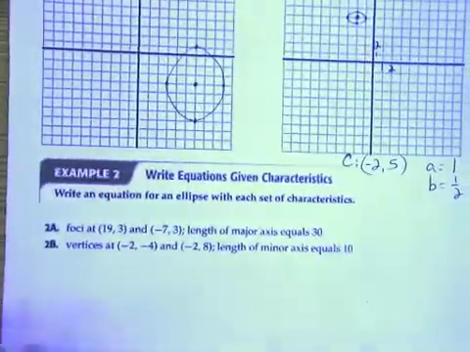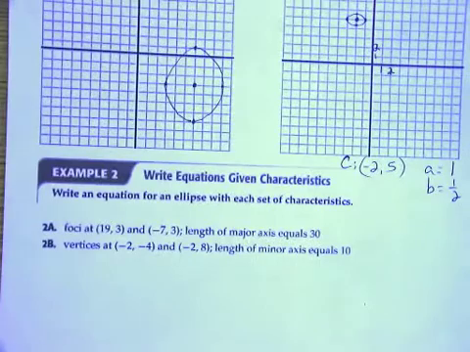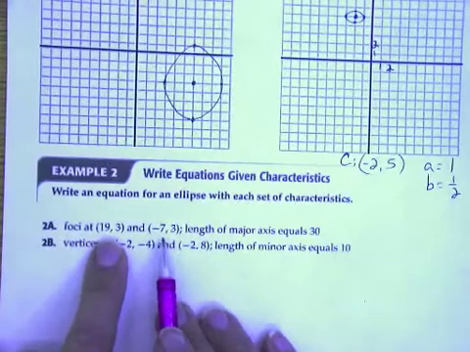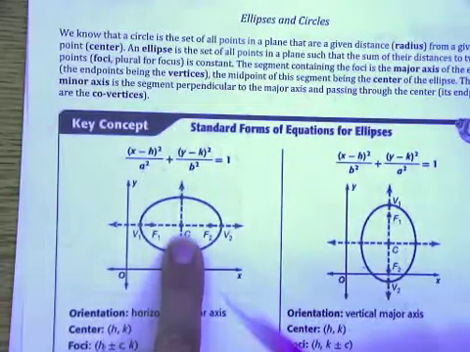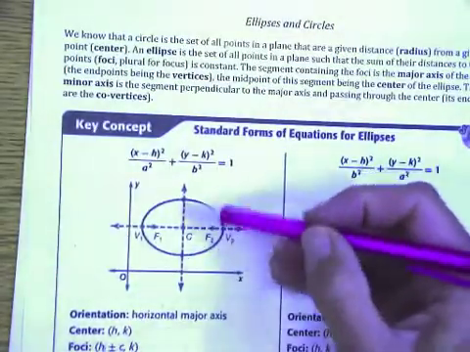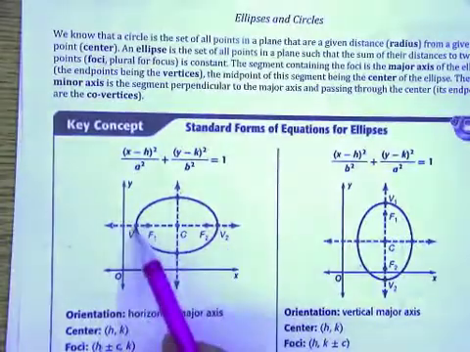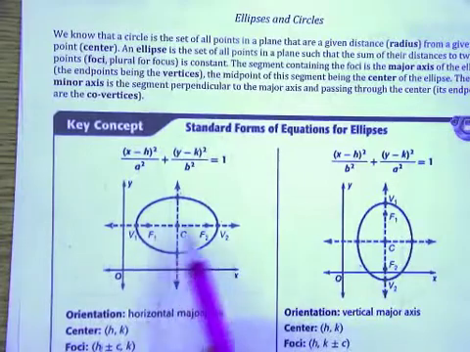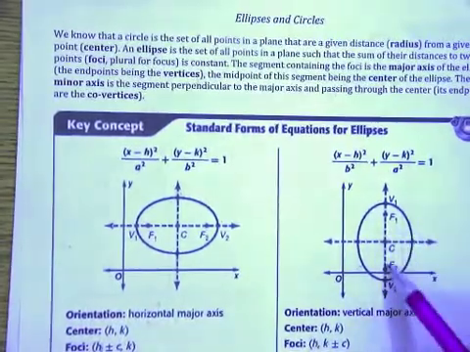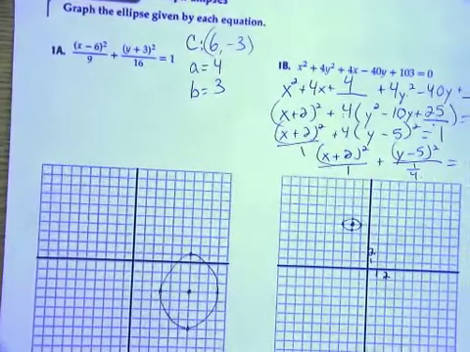In the next example, we're writing an equation when we're given the set of characteristics. So we're given the foci. Remember, the center is the midpoint of the minor axis. It's the midpoint of the major axis. It's the midpoint of the segment connecting the two foci. And again, that holds no matter whether it's a vertical or a horizontal ellipse.